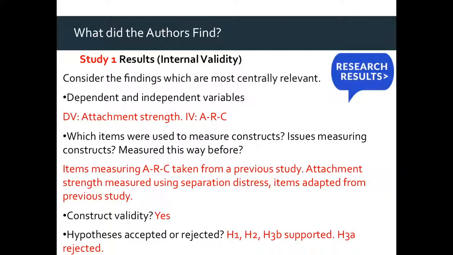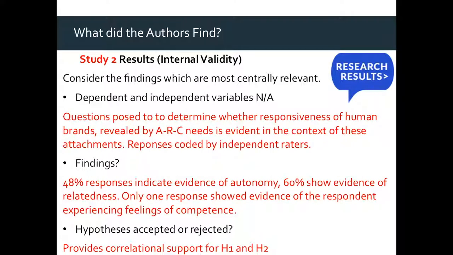Okay, so let's move on to study 2. And this, as you know, was the qualitative study. Questions were posed to test the responsiveness of human brands. And indeed, this was shown to provide correlational support for hypothesis 1 and hypothesis 2. But bearing in mind, this was a qualitative study.